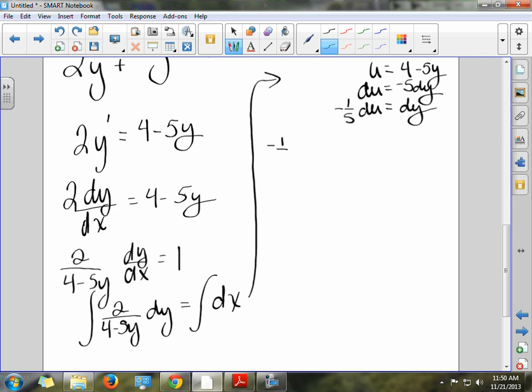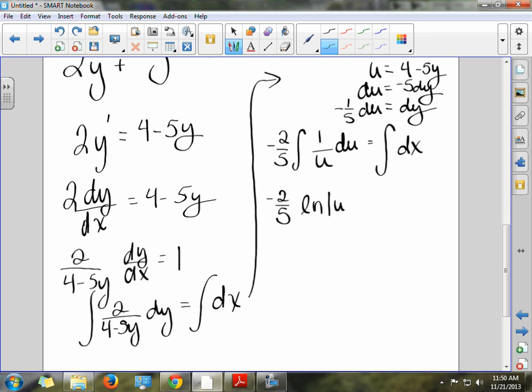So this is going to become negative 1/5 times the integral of 2 over u du. I guess I could have moved this 2, but it'll look cleaner if I do this. And this is equal to the integral of dx. You can think of this as the integral of 1. So now this is going to become negative 2 over 5 times natural log of the absolute value of u. I'm going to go ahead and plug back in. So this is going to be the natural log of the absolute value of 4 minus 5y is equal to x plus c, because the integral of 1, or dx, is just x.